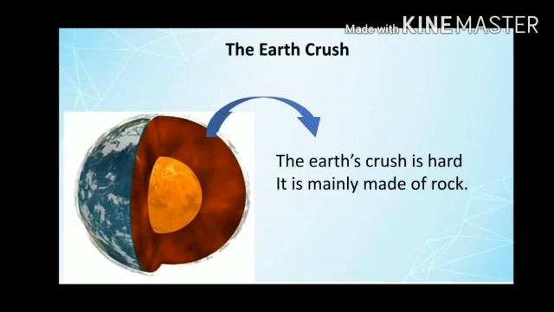The Earth's crust. The Earth's crust is hard. It is mainly made up of rock. Now, what do you mean by Earth's crust? The word crust means outer covering. So the Earth's crust is the outer part of the Earth, where we live, and it is made up of rock. It is mainly hard.